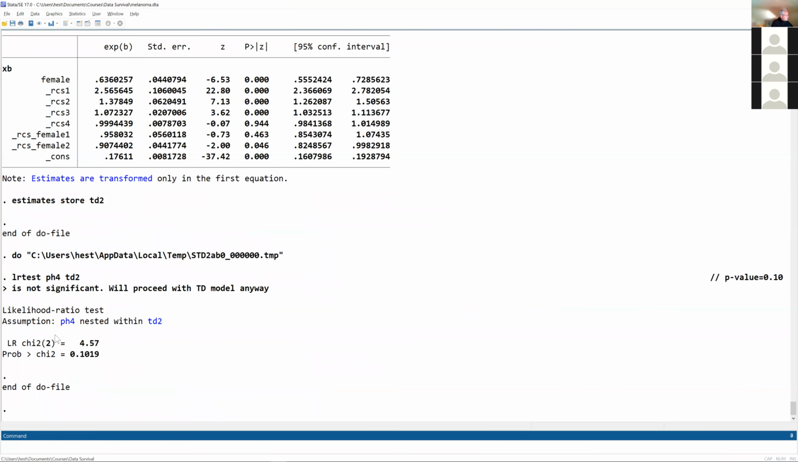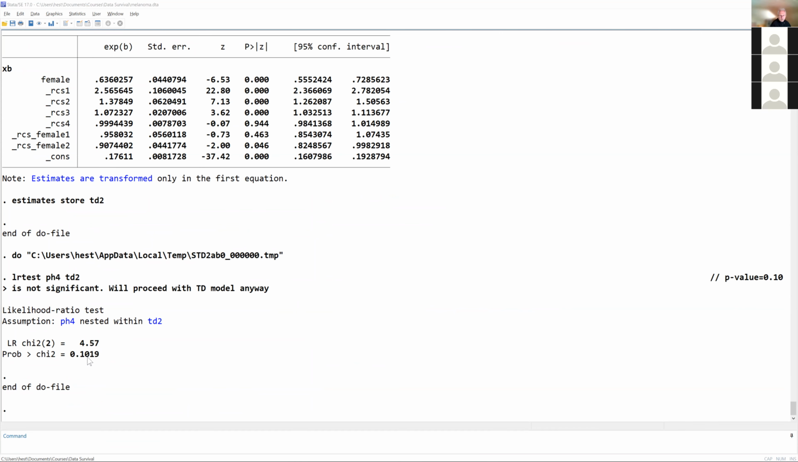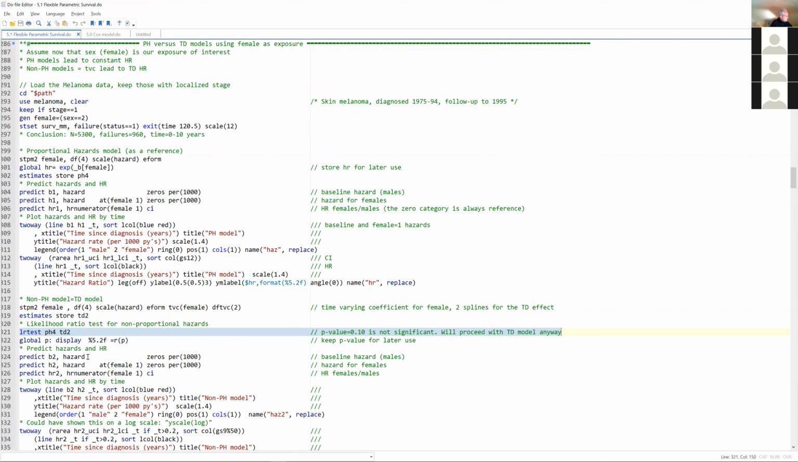And we get a p-value of 0.10. So not significantly different models, meaning we don't really need to put in that time-varying coefficient. But like I said, if we have theoretical grounds for doing it, we might well do so. So we will do it, of course, to show how it's done. Now I'm just keeping that p-value for later.